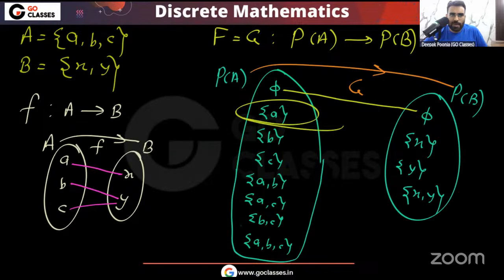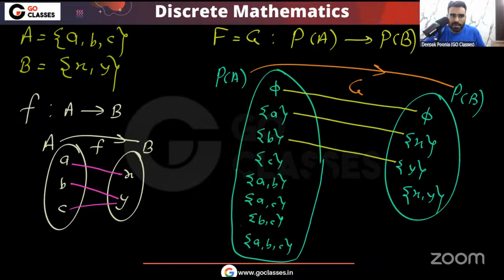Now where will {a} map? For each element in the set containing a, you will find the small f image. Small a in small f is mapping to x, so this will map to x. Now where will the set containing b map? For each element you will find the small f image. b is mapping to y, so this will map to y. Next, what about {c}? This will also map to y.